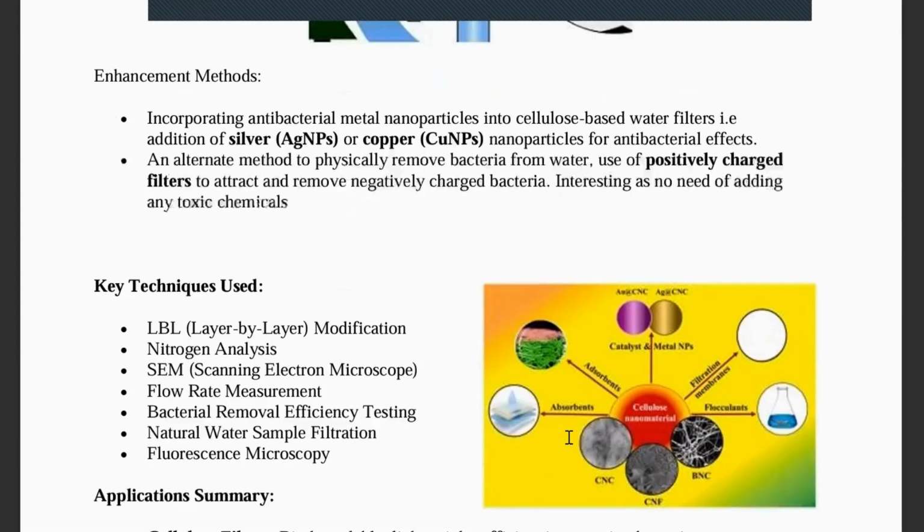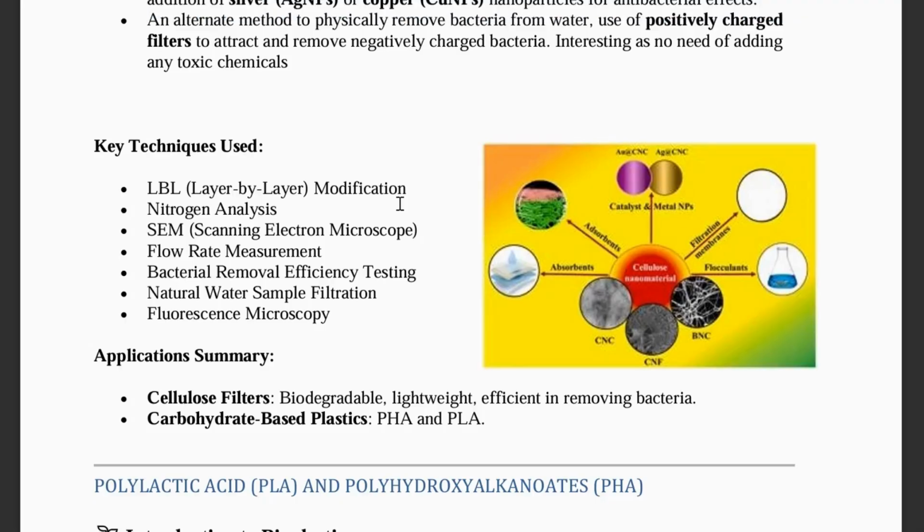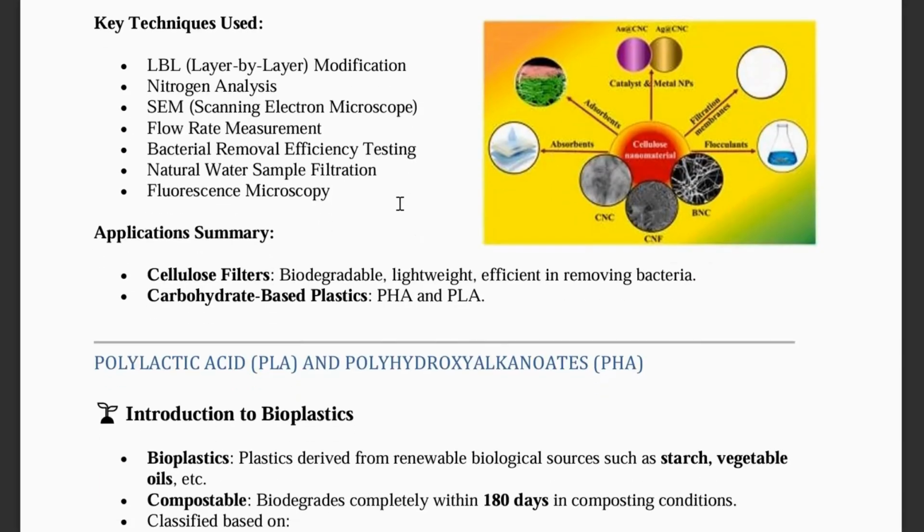Next, the key techniques used here: layer-by-layer modification is done, then nitrogen analysis, then scanning electron microscope, then flow rate measurement, then bacterial removal efficiency testing. Then natural water sampling is filtered, and then fluorescence microscope is observed. The application of this is the cellulose filter, which is biodegradable, lightweight, and efficient in removing bacteria. Carbohydrate-based plastics are of two types, PHA and PLA.